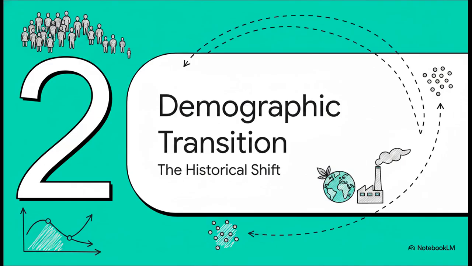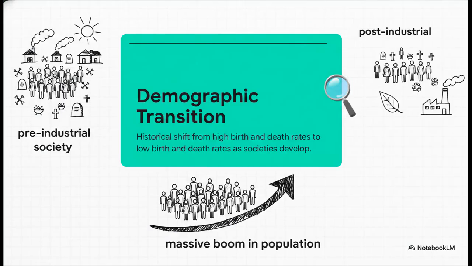Moving on to Section 2, the demographic transition and the historical shift. So how exactly does a society travel from a sky-high fertility rate of 6.5 all the way down to a shrinking 0.78? Well, it happens through the demographic transition. It's this historical journey that every industrialized society has gone through. You move from pre-industrial survival, where birth and death rates are both super high, to a post-industrial reality where both just plummet. And in the middle of that journey, a massive, explosive population boom.